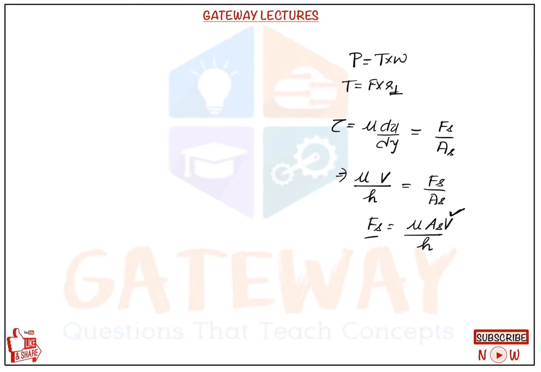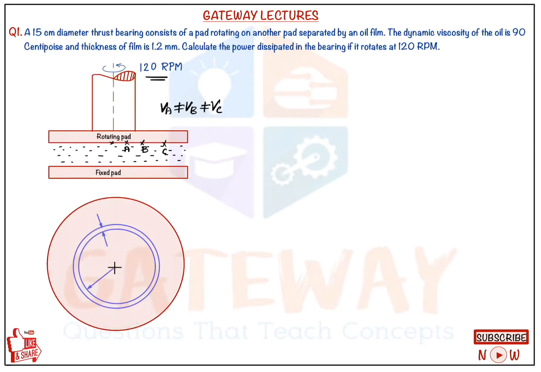So we can't use this Fs is equal to mu As V by h. Instead we can use mu As with r omega in place of V, because the remaining parameters remain the same. Further, to determine the value of torque, we consider an elemental area here. This is an elemental strip considered at a distance r, and the thickness of the elemental strip is dr.